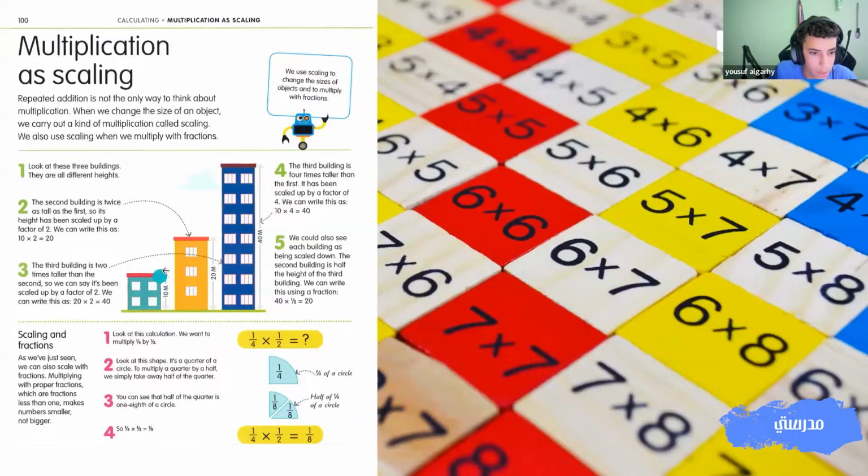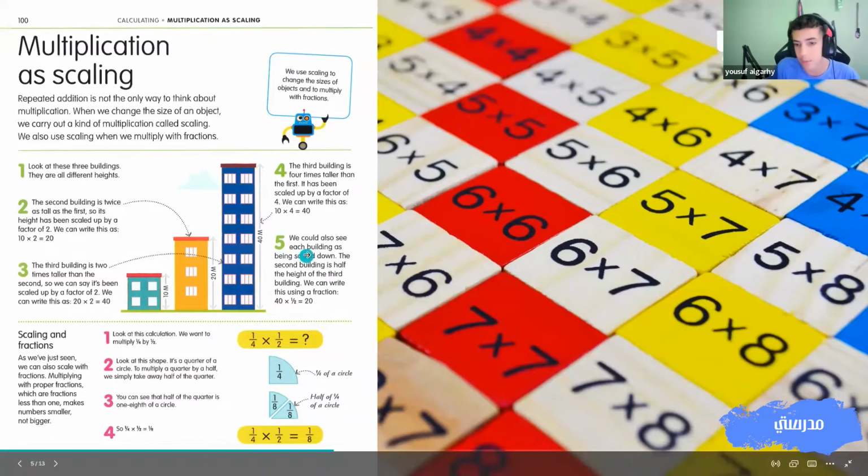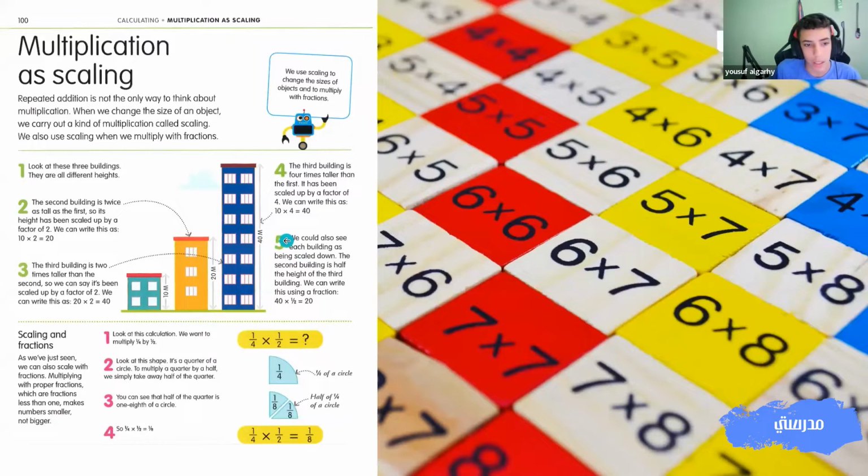tall, and then we have a building that is 20 meters tall. So these two buildings relate because 10 times 2 equals 20, and 20 times 2 equals 40. So if we're just multiplying each of the heights by 2, we get the next building. So we'd get 40 times 2 equals 80, and so on.